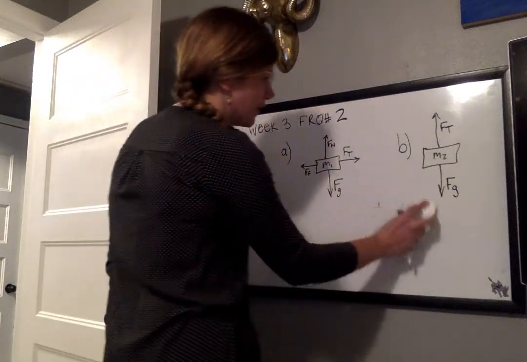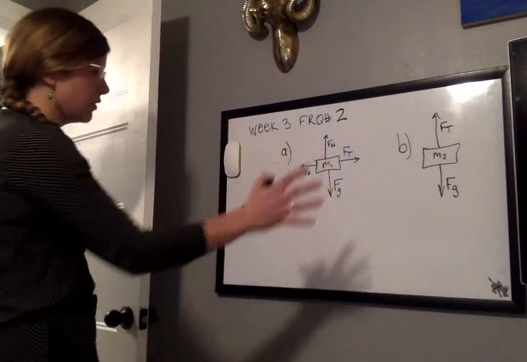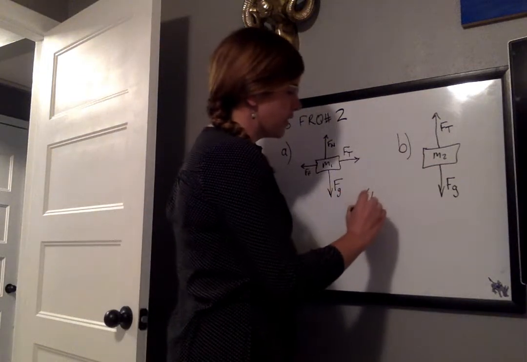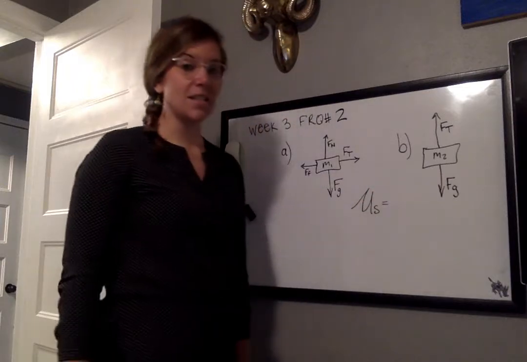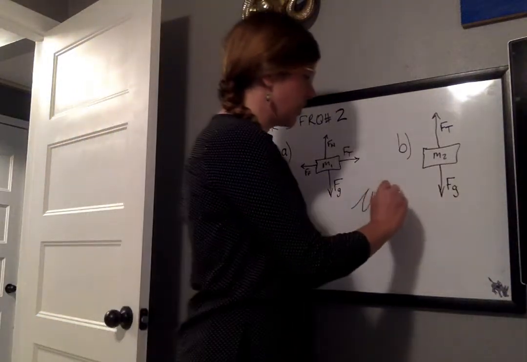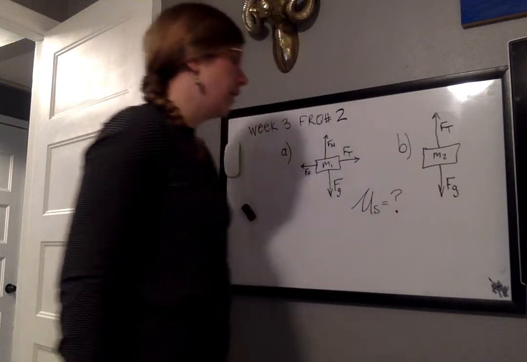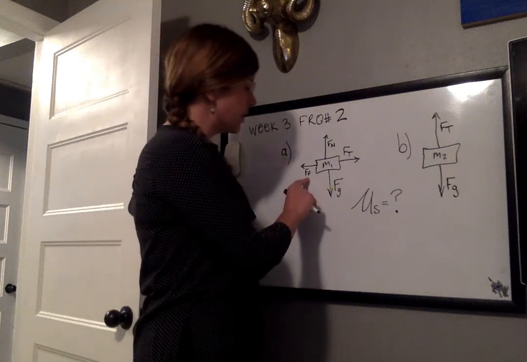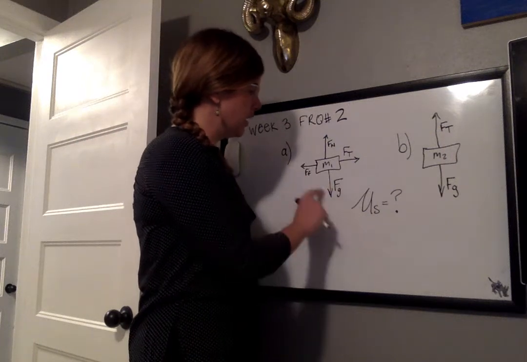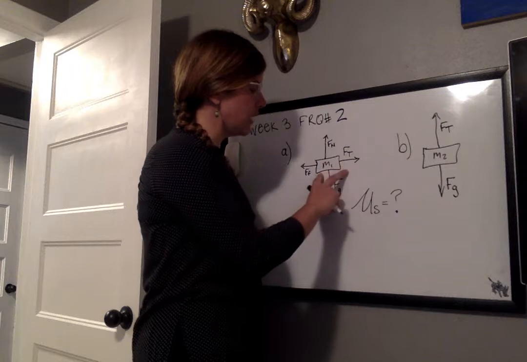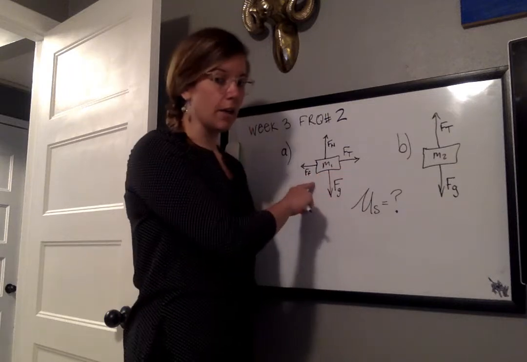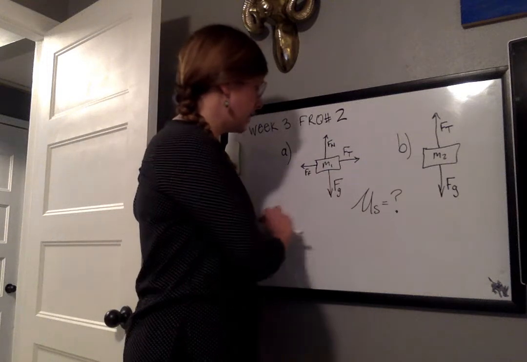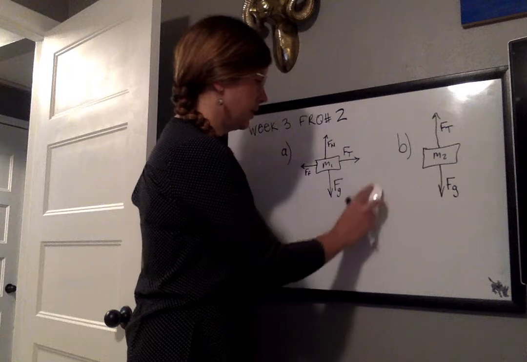I'm going to keep my lovely diagrams here because I'm going to need them to do this problem. So essentially that's telling me what is the coefficient of static friction. That means it's not moving. I need to find that. That's what I'm looking for. So immediately, I'm thinking to myself, I have the force of friction here. I know that has to do with the coefficient of friction. If the force of friction and the force of tension were equal, or the force of friction were greater than the force of tension, then it wouldn't move.